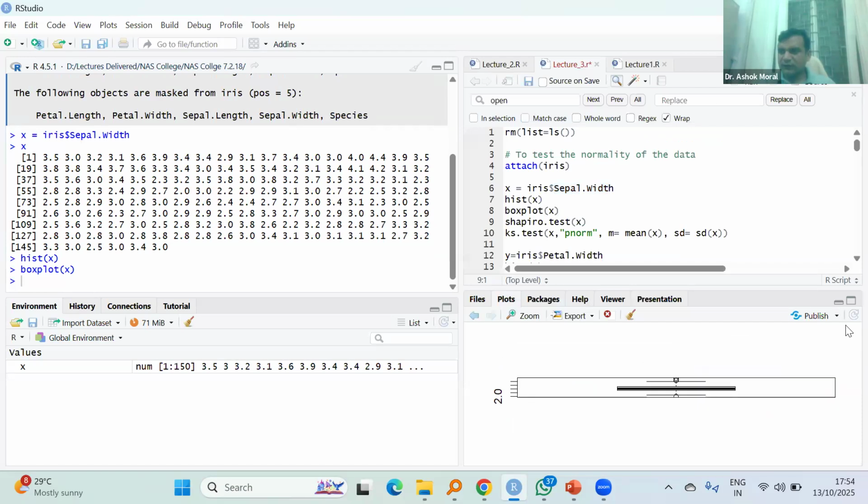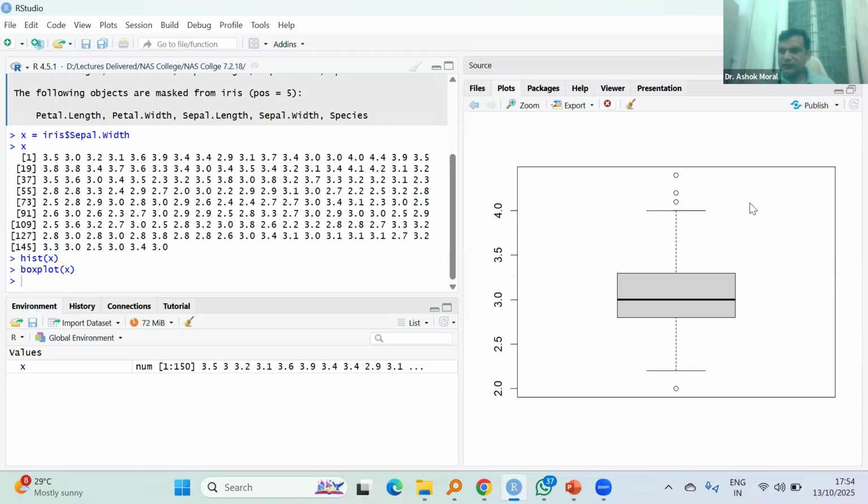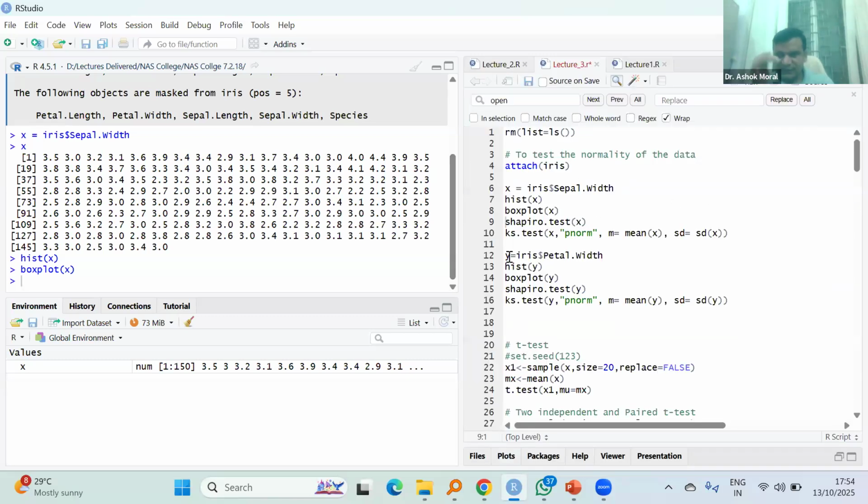Box plot. We told you both of these things yesterday. Just for reviewing, I am just using both the commands. In that case, the Shapiro test can be used.